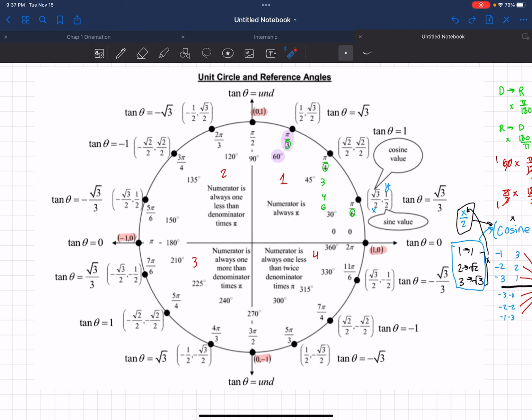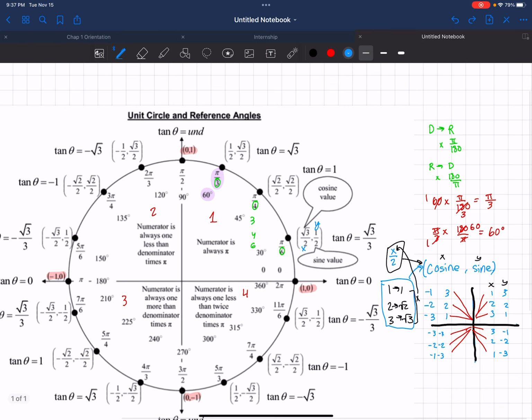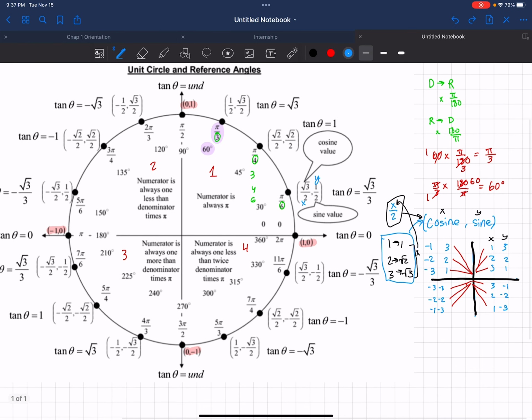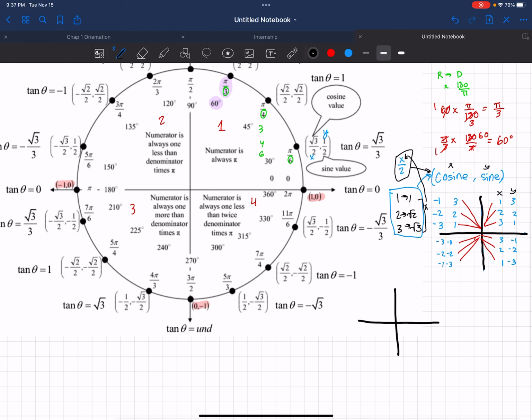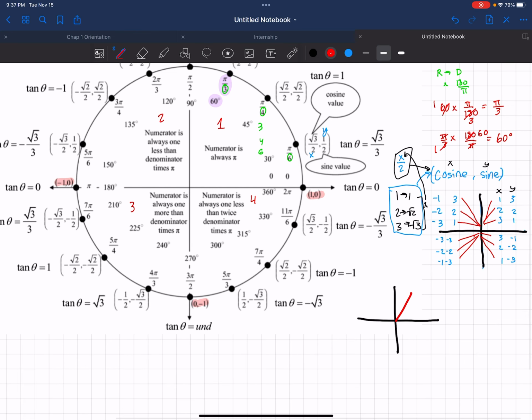And then with your tangent, let's do tangent. Tangent pretty much follows the same exact rules as this, kind of. So with tangent, here, let me draw this in.